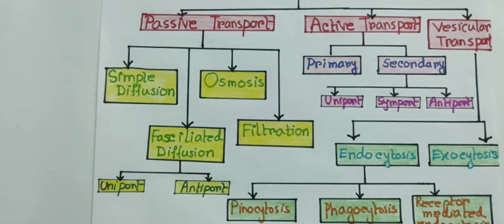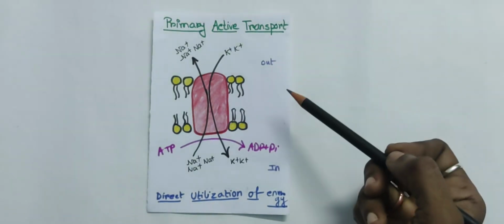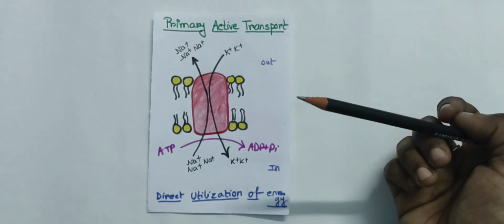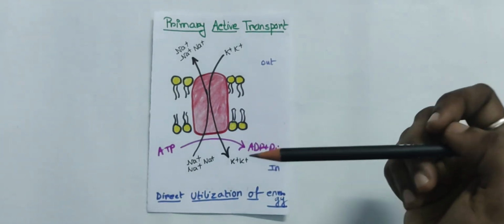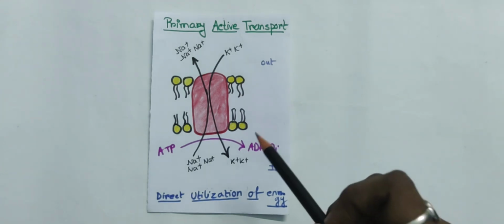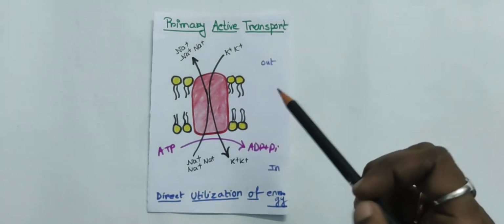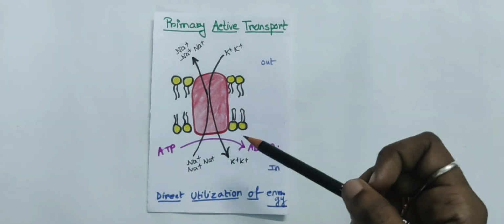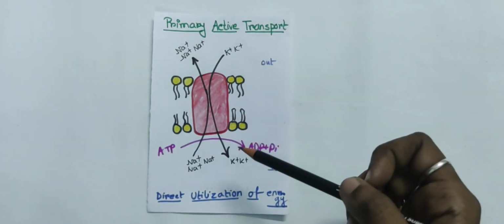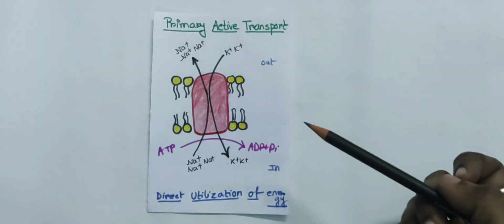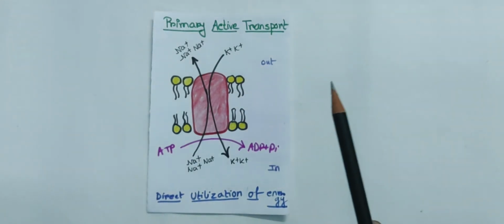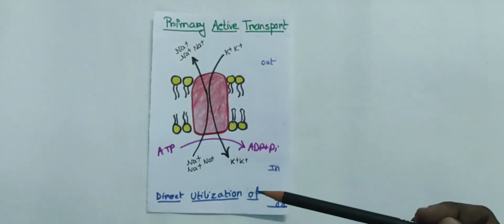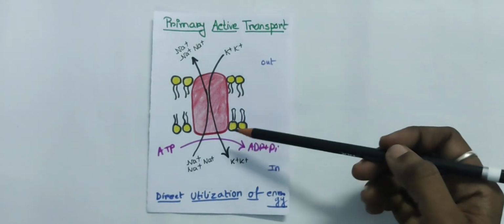Now I am coming to active transport. In active transport, molecules are moved from lower concentration to higher concentration. Energy is required here, and it is also carrier mediated, that means a carrier is also required. The energy requirement is of two types, direct and indirect utilization of energy. So active transport is mainly based on energy. Without energy, active transport couldn't happen. So look at the picture.